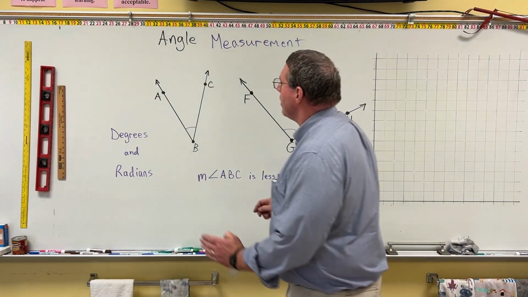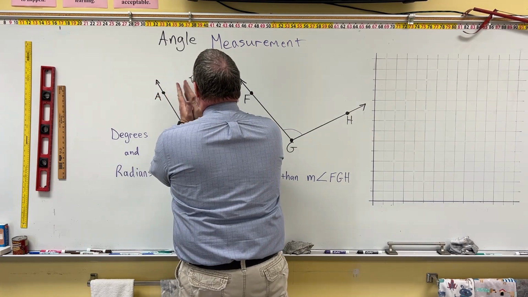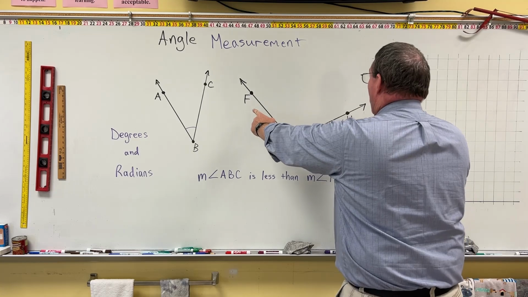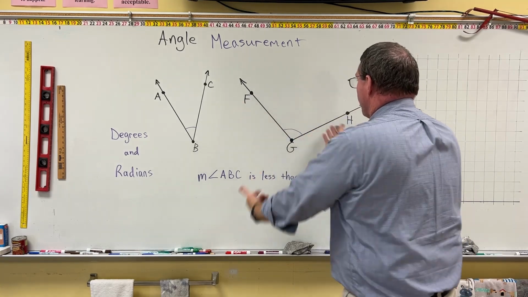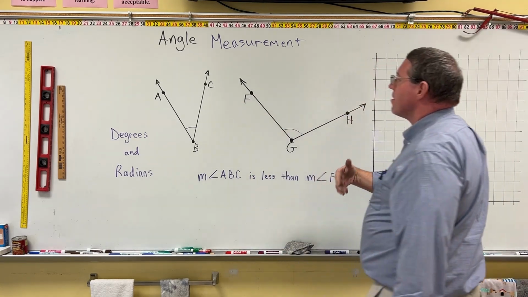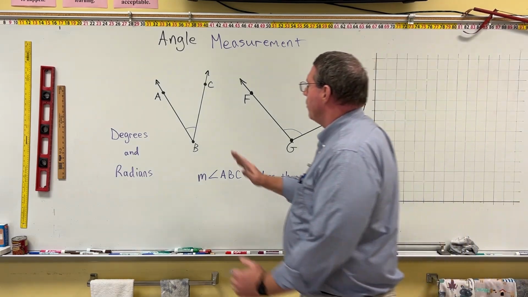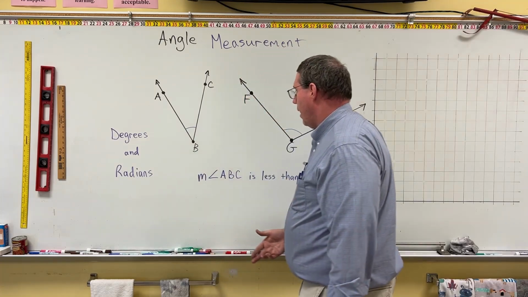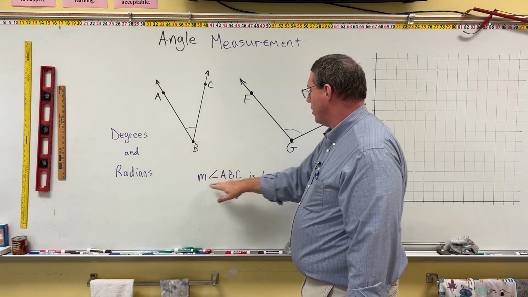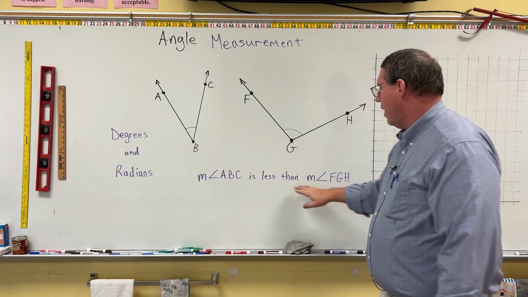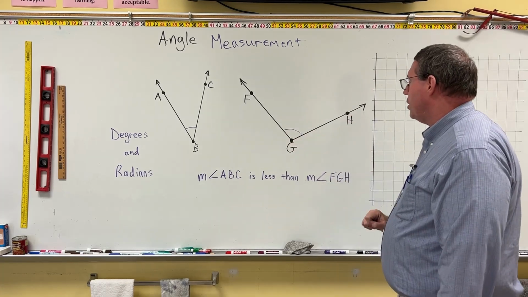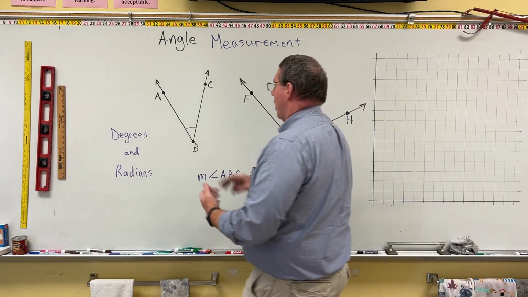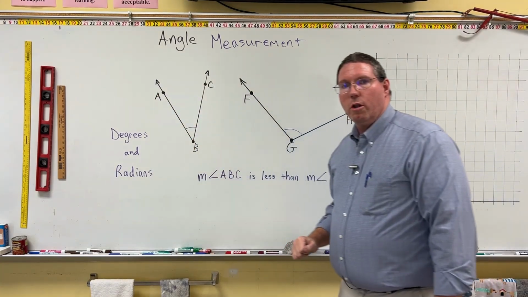Well, the measure really is just how open the rays are from each other. If they're very far away from each other, very open, almost like a door that is very open, that's a larger measure. But if the two rays are closer and closer together, that's a much smaller measure. And so here we would say that the measure of angle ABC is less than the measure of angle FGH, because FGH is far more open, where angle ABC is a lot more closed.